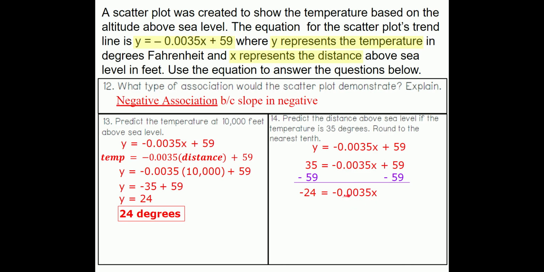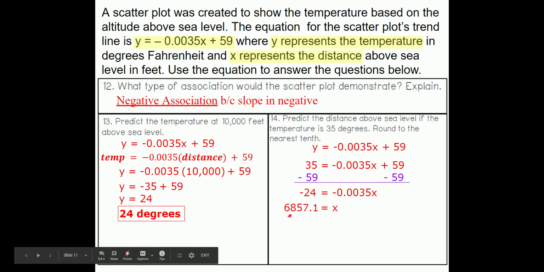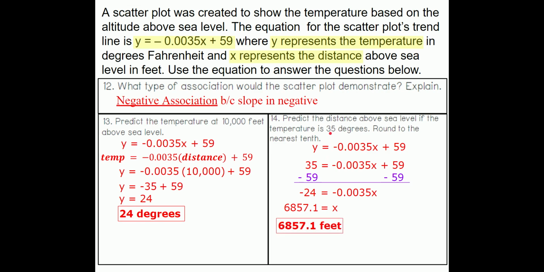Now, how do we get X by itself? Well, X is being multiplied by negative 0.0035. So instead of multiplying, we are going to do the inverse, which is divide both sides by negative 0.0035. If I divide this side by negative 0.0035, you should expect a positive answer. And that is indeed what we get. We get 6,857.1. What does this mean? Well, X represents the distance above sea level. So when we are 6,857.1 feet above sea level, we should expect the temperature to be 35 degrees. And that's it. So now you know how to use trend lines and trend line equations to answer questions. Good luck.